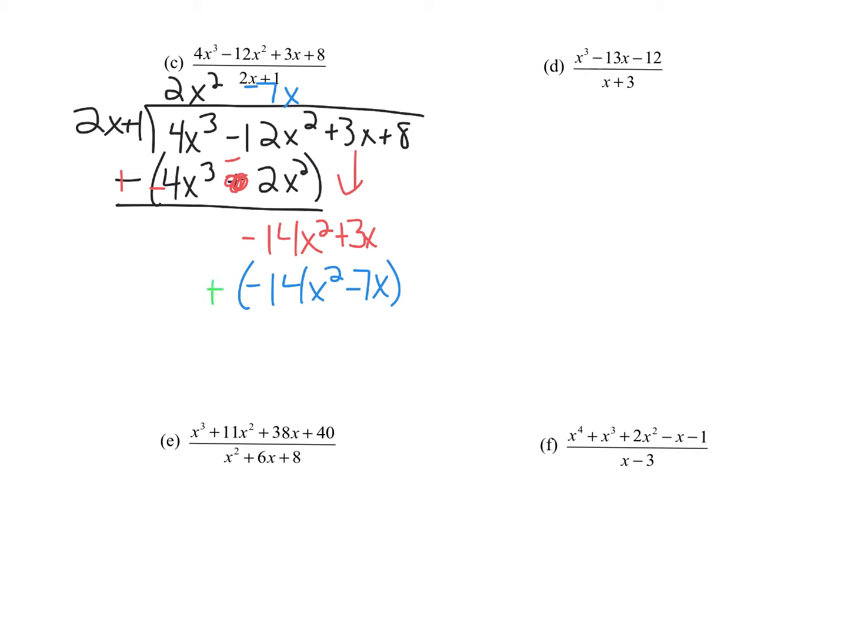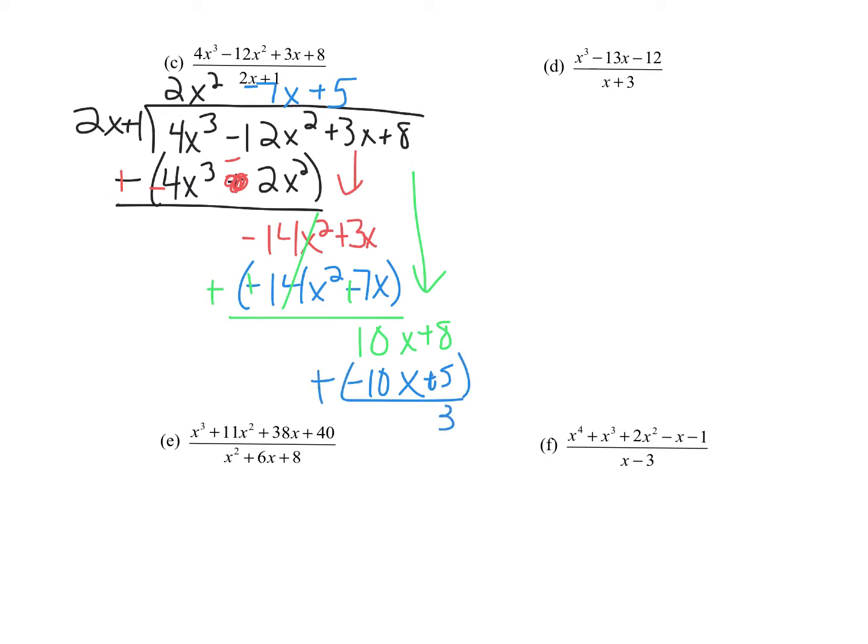So here, change my signs. Cancels, 3x plus 7x is 10x. Bring down the 8. And 2x goes into 10x 5 times. So 2x times 5 is 10x. 5 times 1 is 5. So this one does, and I should follow through my full subtraction, change all my signs. This one does have a remainder of 3.